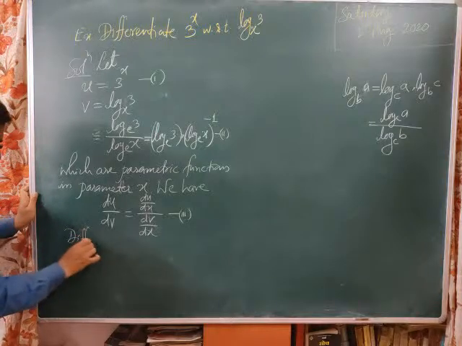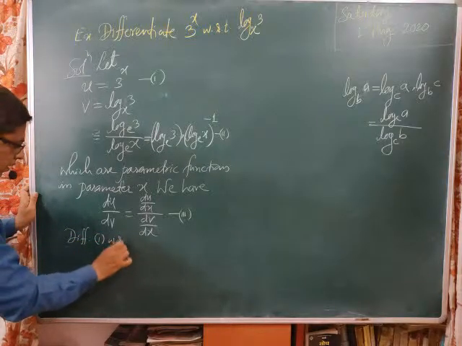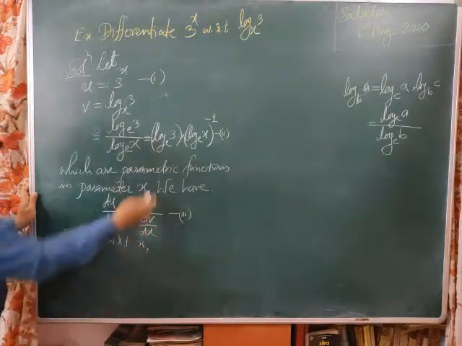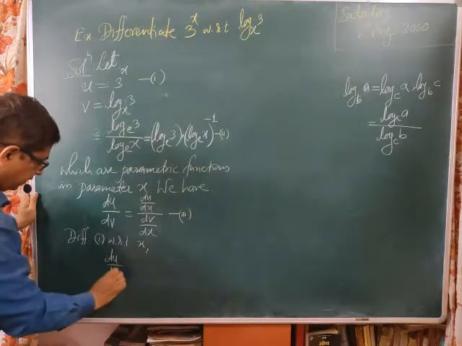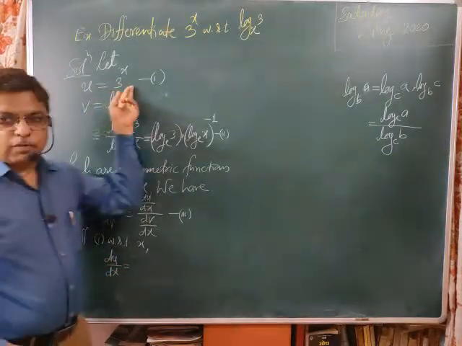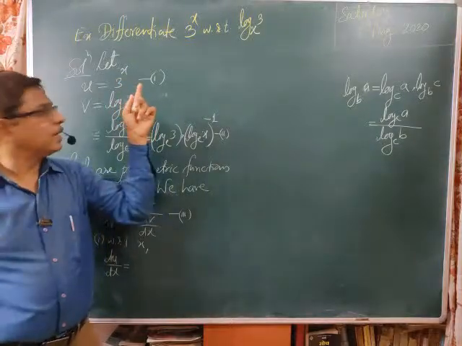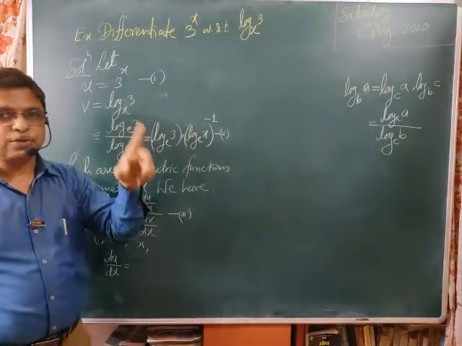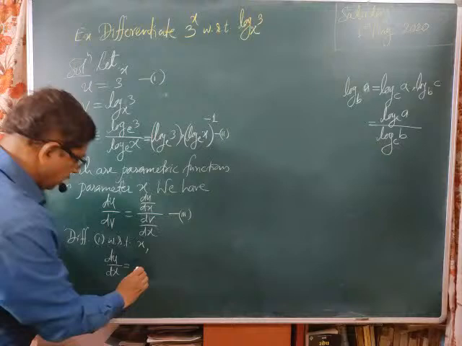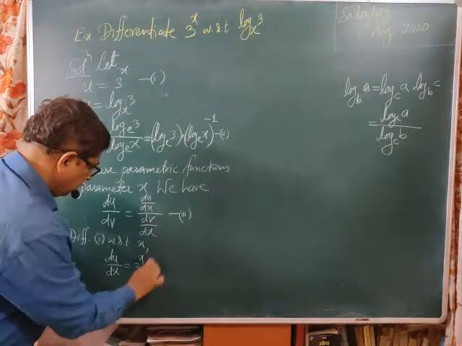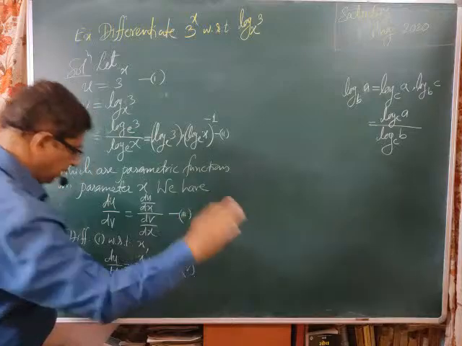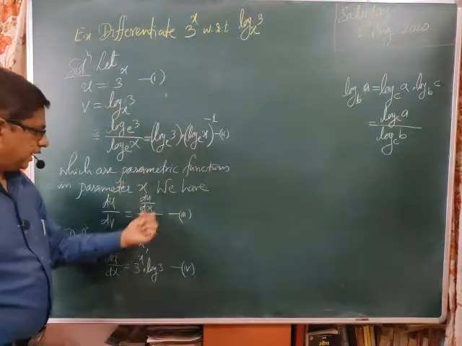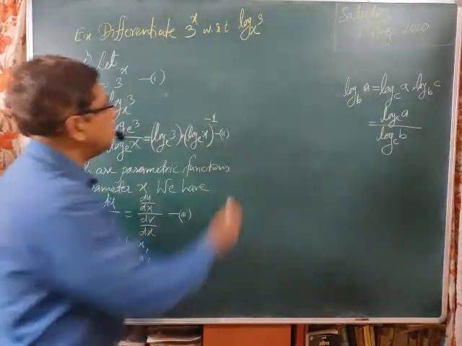Differentiate 1 with respect to x. du by dx साठी calculate करा. So du by dx is equal to, a raised to x चा फॉर्म्युला आपल्याला माहिती आहे. Derivative of a raised to x is a raised to x into log a. So this will be 3 raised to x into log of 3. So du by dx मिळाला, dv by dx साठी जायचं आहे.